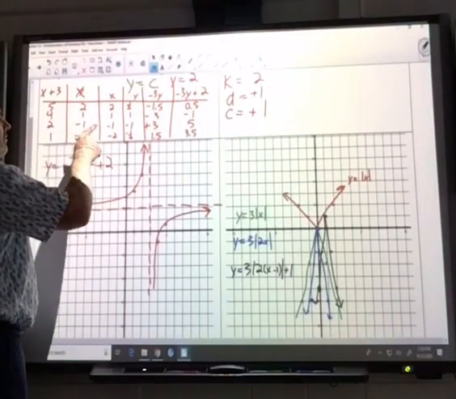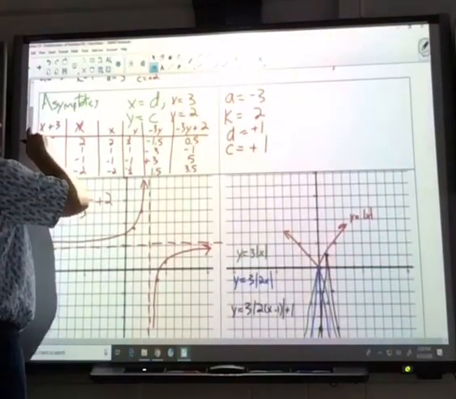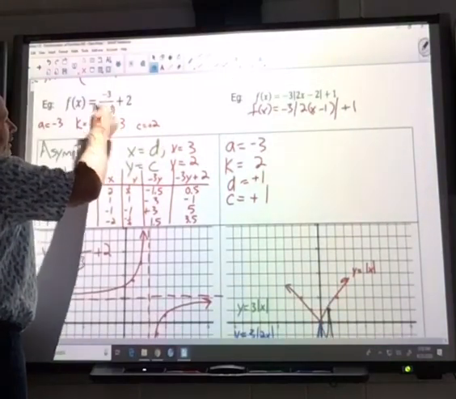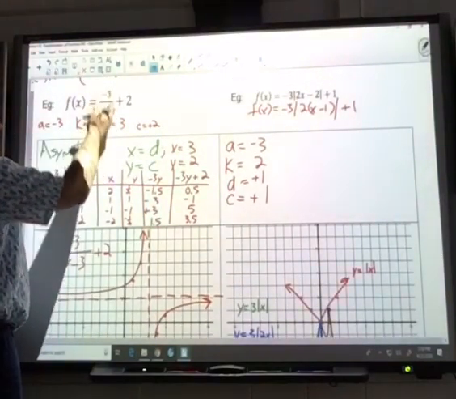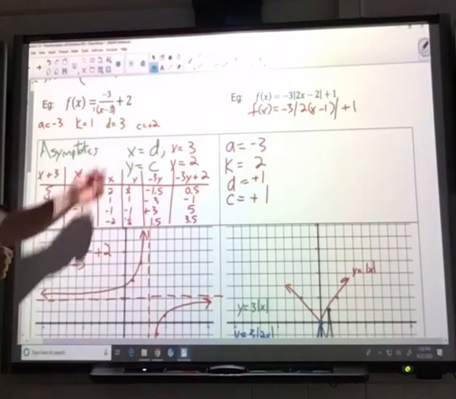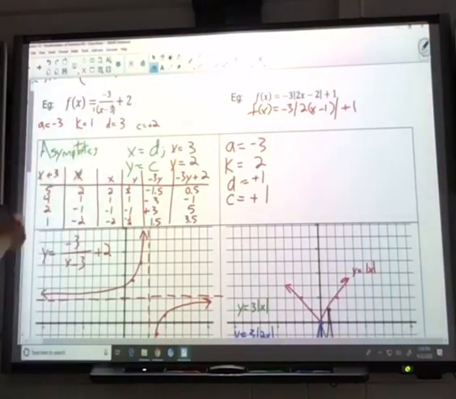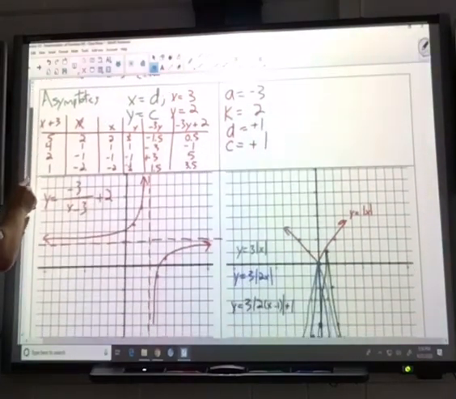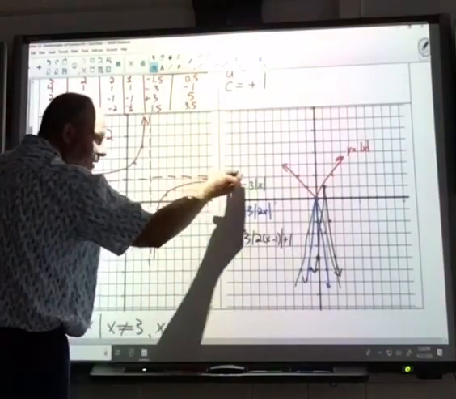Okay, because it's a negative. Because we have a negative 3, really big x values are going to give you a really negative small fraction, which is going to make it really close to 2, but a little bit less than 2. So that's why it's a little bit less than 2, but really close to 2.